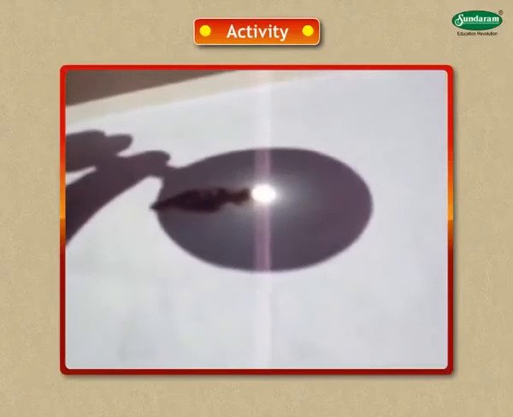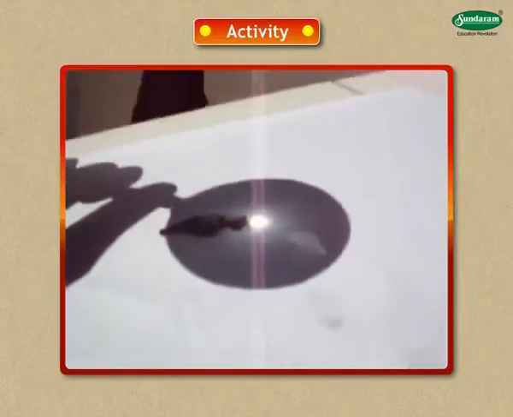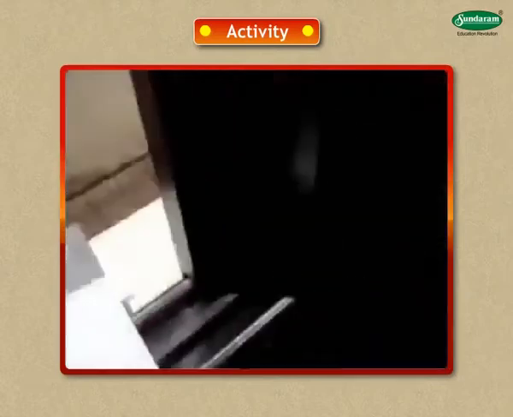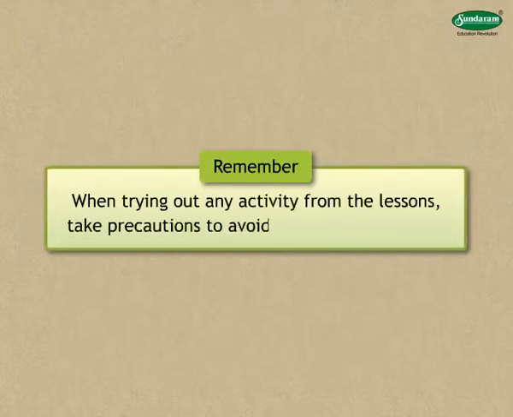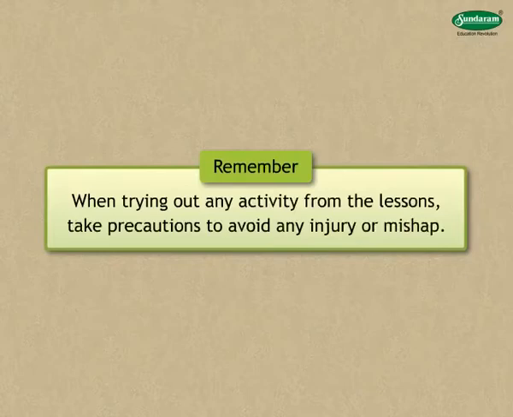What does this tell us? Sunlight contains heat energy. The lens causes the sunlight to focus at one point. That is why the paper begins to burn there. Remember, when trying out any activity from the lessons, take precautions to avoid any injury or mishap.